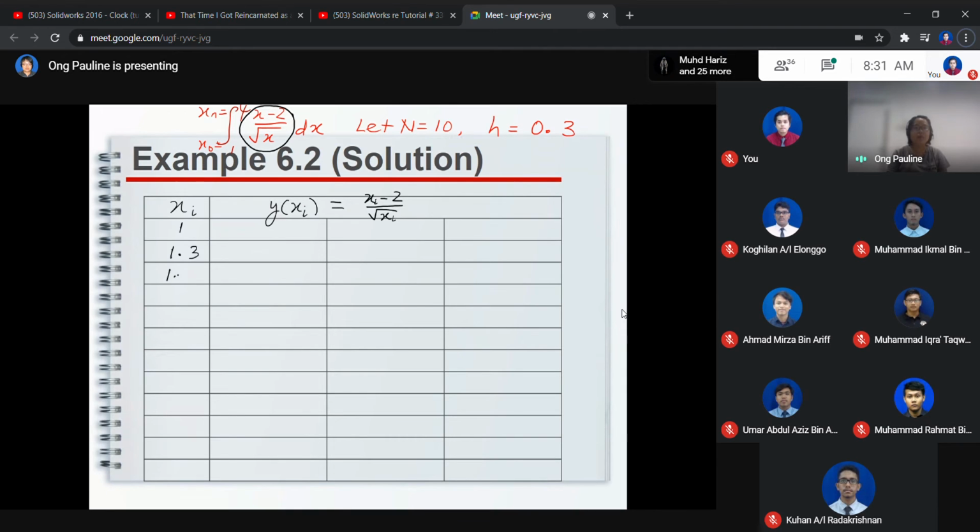So I have 1.6, I have 1.9, 2.2, 2.5, 2.8, 3.1, 3.4, 3.7, and dan tamat dengan 4.